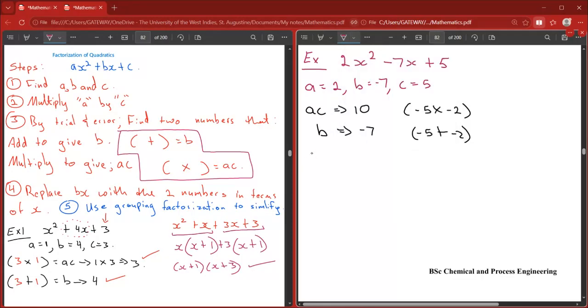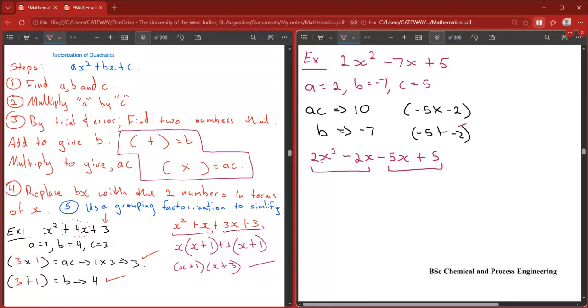And the next step is to write 2x squared. Instead of negative 7x, I'm going to put negative 2x, because I know this positive 2x squared will have the 2 common with the negative 2. So that's why I put negative 2x first. Then I'm putting minus 5x. If you think about it, negative 5x minus 2x is the negative 7x, right? Put the plus 5 last. And then you factorize via grouping.